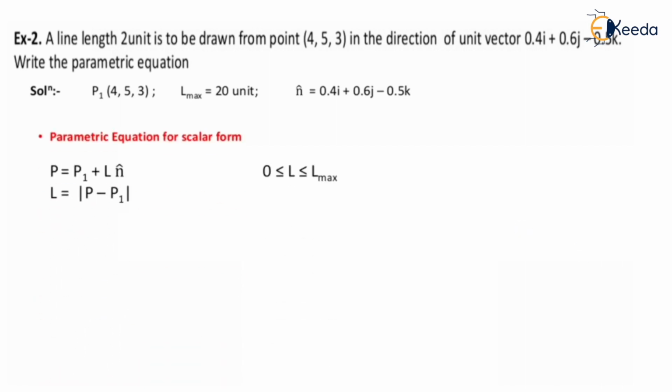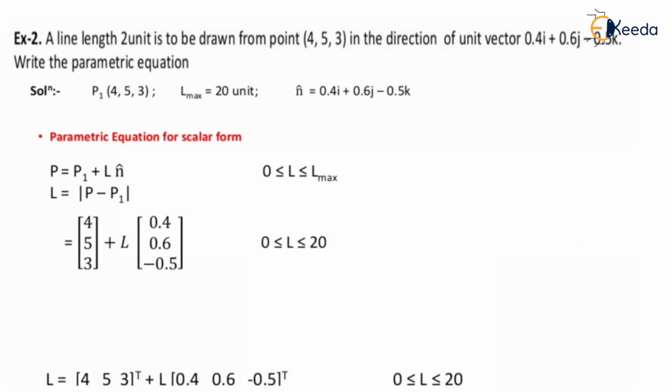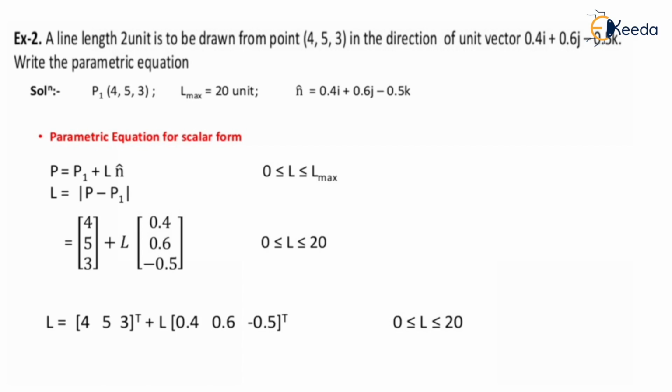The parametric equation in scalar form is P = P1 + L into n cap, where L is the modulus of P minus P1. So P1 is (4, 5, 3) in matrix form, a column vector 4, 5, 3, plus L multiplied by n cap. We take the coefficients of i, j, k, that is 0.4, 0.6 and -0.5, and L lies between 0 to 20.